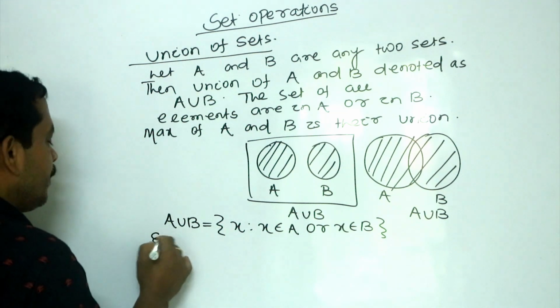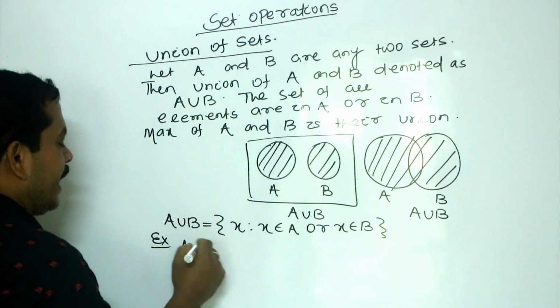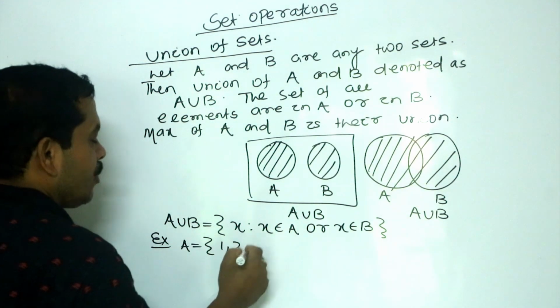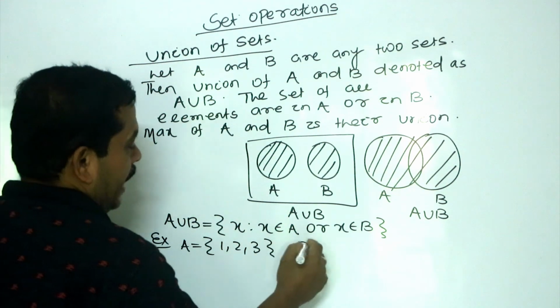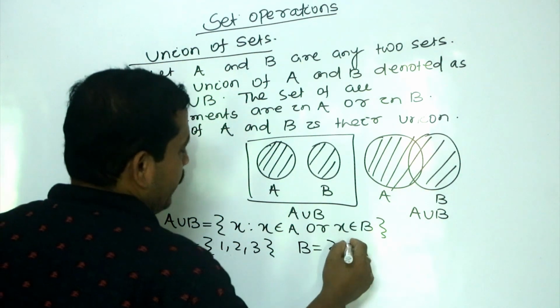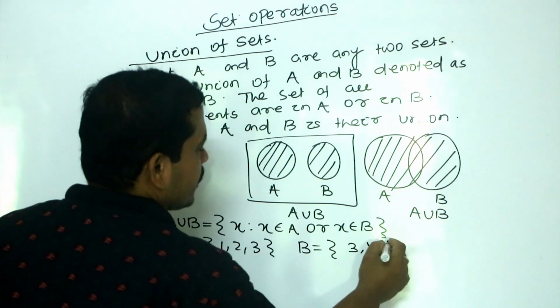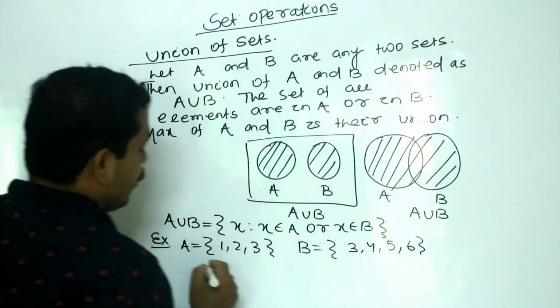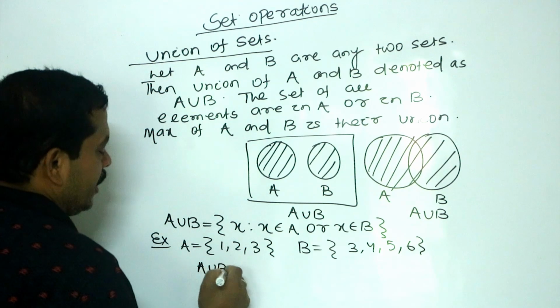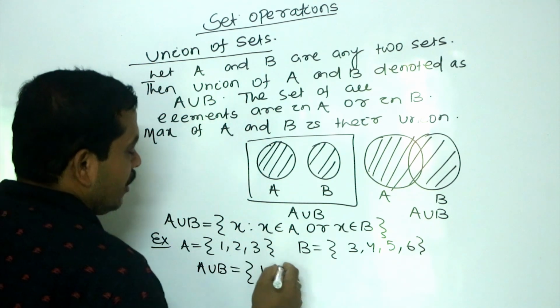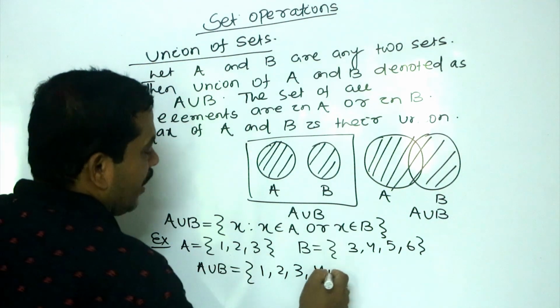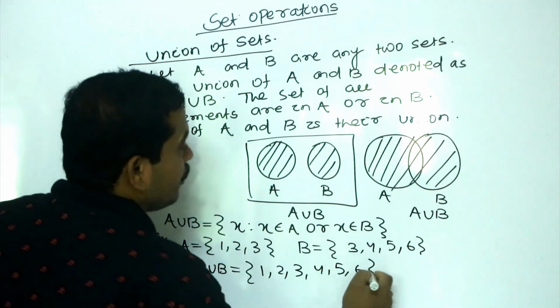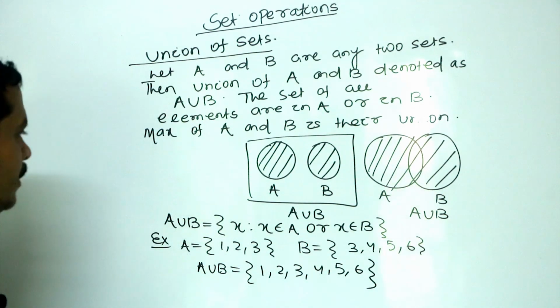For example, suppose set A contains elements 1, 2, 3 and set B contains elements 3, 4, 5, 6. Then we know that the union is 1, 2, 3, 4, 5, 6. That is the union of two sets.